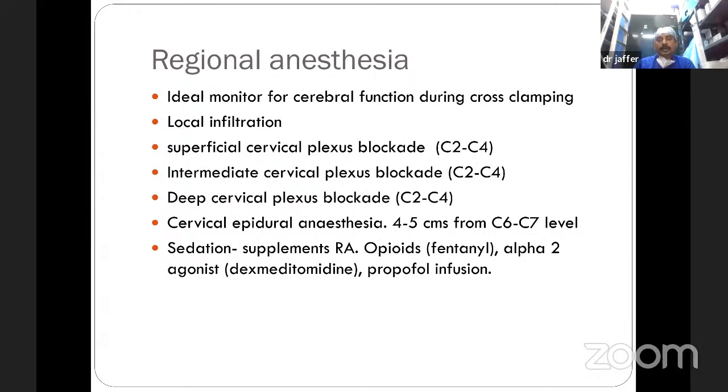But the patient has to be ideally fit for regional anesthesia, because of the positioning, the way the neck is turned to one side, and the patient has to be highly cooperative. Regional anesthesia can be done under local infiltration, or we can give a superficial, intermittent, or deep cervical plexus block, where we target the C2 to C4 dermatomes. I'm not going into the details of this. We can even place a cervical epidural, especially at the C6, C7 level, and insert the catheter 4 to 5 centimeters cephalad.